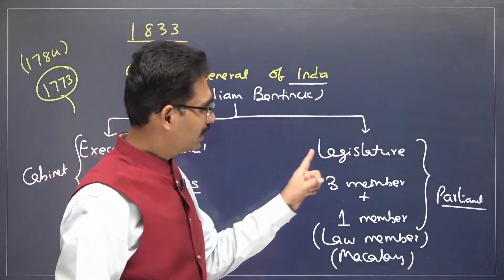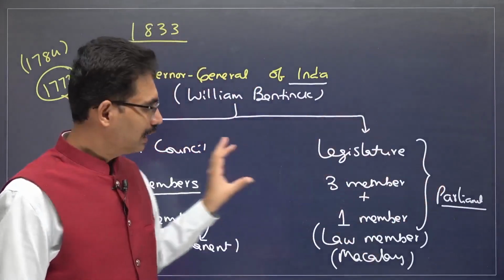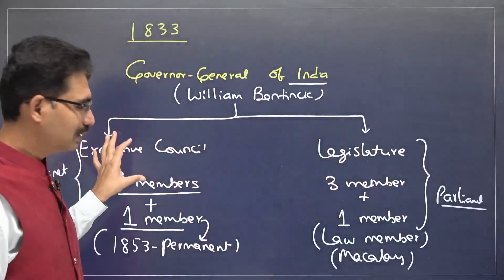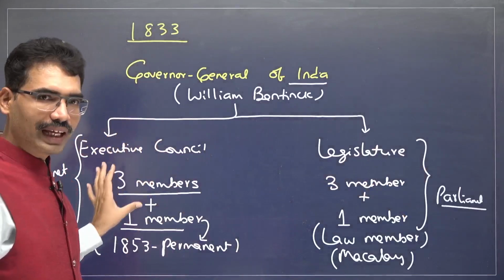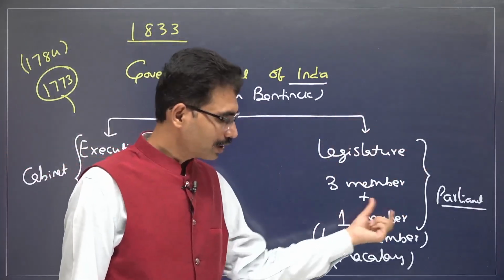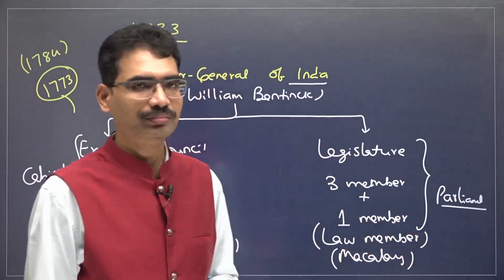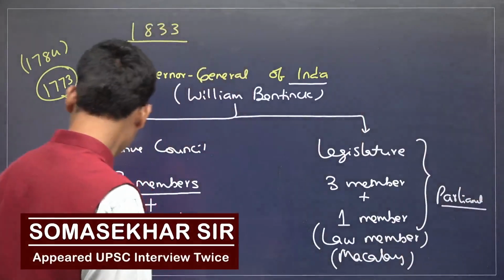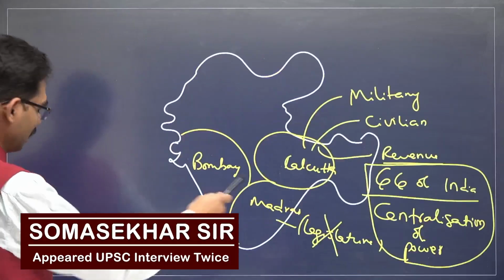Now that is taking parliamentary form of body, that is whenever they sit for making laws, whenever they sit for making decisions with respect to execution, they will act like a cabinet. Whenever they sit for making laws, 1 more member called law member will be added. Macaulay was the first law member. And this member is going to be permanent in 1853. President, executive, legislature, like this.